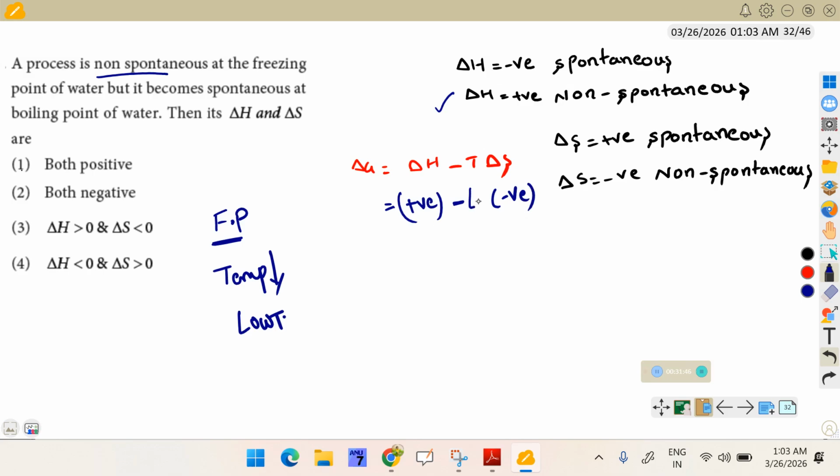At low temperature, the T delta S value decreases. If the T delta S value is very small, suppose the positive value is taken as plus 4, at low temperature the T delta S value decreases and is taken as 2. Then you will get plus 2. That means delta G value is positive. I assumed the values 4 and 2.